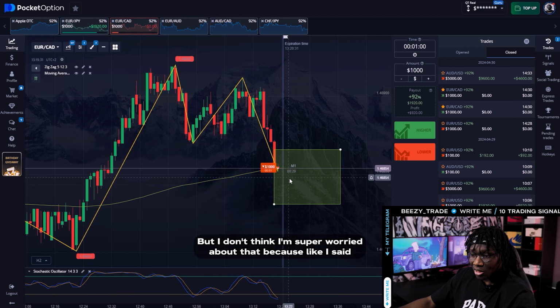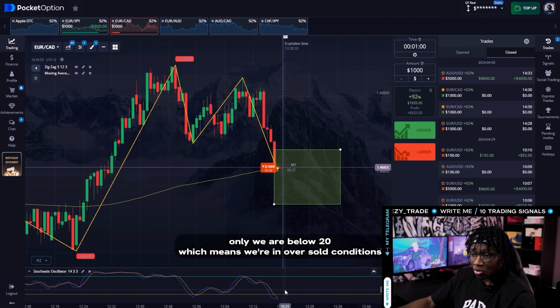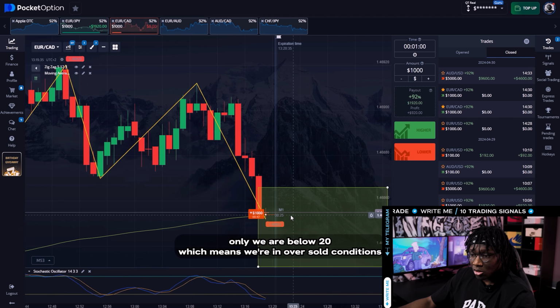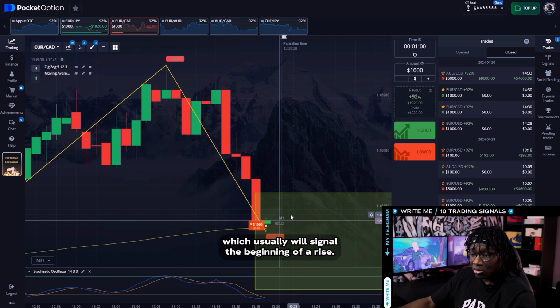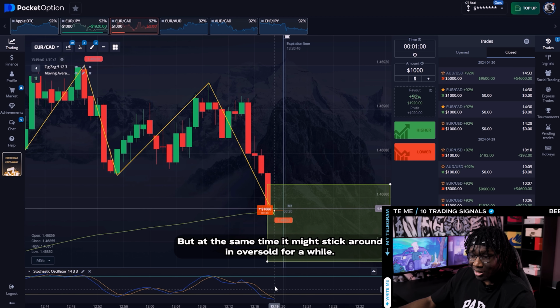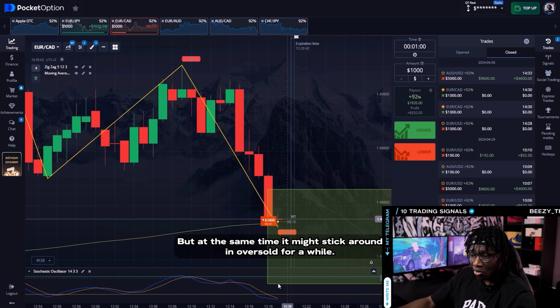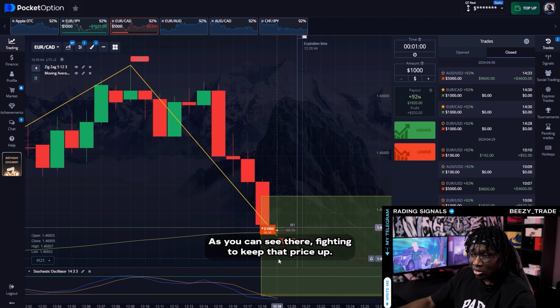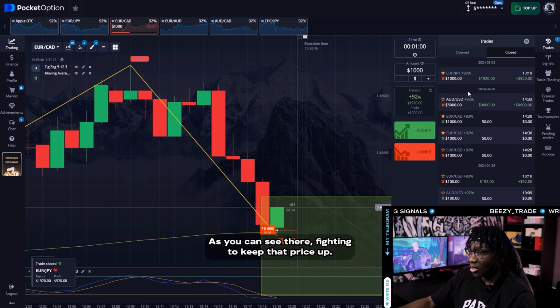So that's 2 trades. You can see a little bit of flip here, but I don't think I'm super worried about that. You can see our stochastic oscillator showing that we are below 20, which means we're in oversold conditions, which usually will signal the beginning of a rise, but at the same time, it might stick around in oversold for a while. As you can see, they are fighting to keep that price up.